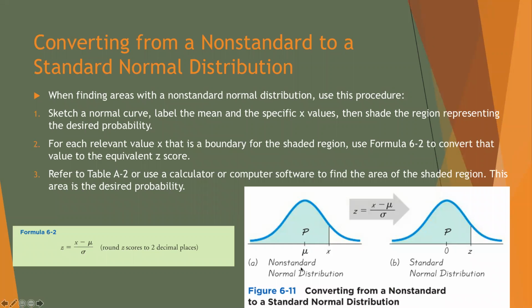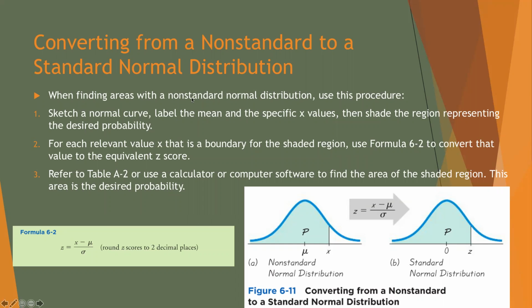What's so cool about it is the non-standard normal has a mean mu, which might be some value, and we're going to convert it to a standard normal where the mean is 0 and the standard deviation is 1. But we use the z-score formula to do that. And then we can use that table for any of those things. And that's what we're going to do here in these examples.